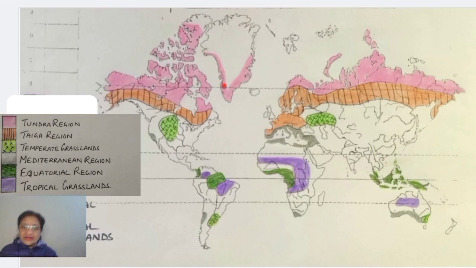Then again in Greenland also you can see a narrow part is there. This part of landmass is called Greenland, and within it also you will find the tundra type of climate can be seen.